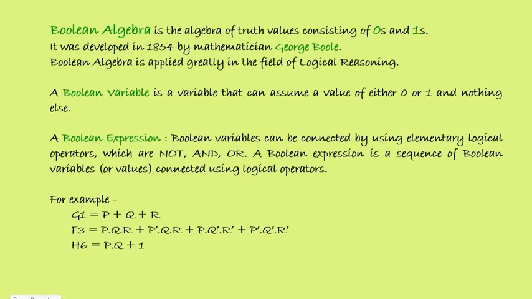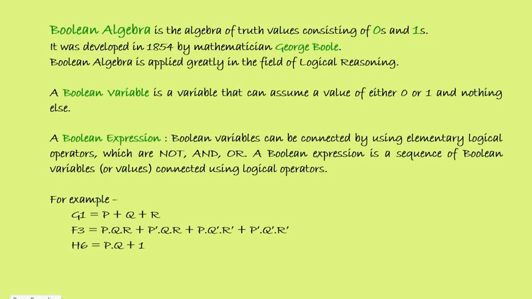Now, for example, one Boolean expression is shown in G1, which is P plus Q plus R, where P is nothing but a Boolean variable, Q is a Boolean variable and R is a Boolean variable. F3 is P dot Q dot R. That means dot is the connector between P and Q, dot is the connector between Q and R. Then plus. Now priority of dot is more than priority of plus.